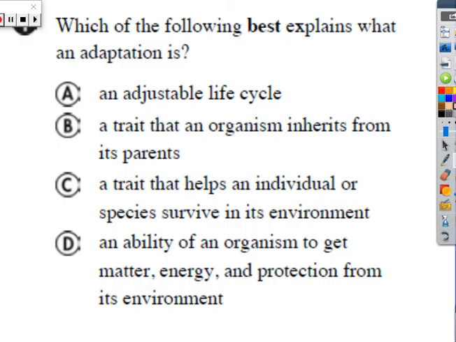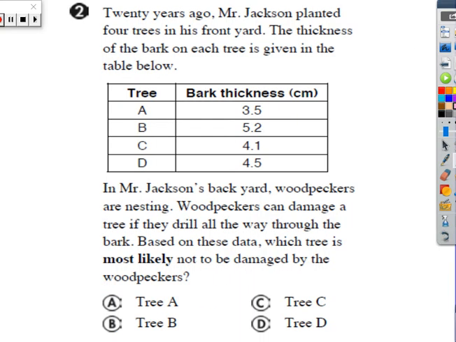Which of the following best explains what an adaptation is? An adjustment life cycle, a trait that an organism inherits from its parents, a trait that helps an individual or species survive in its environment, an ability of an organism to get matter, energy, and protection from its environment. So really, what's the definition of adaptation?